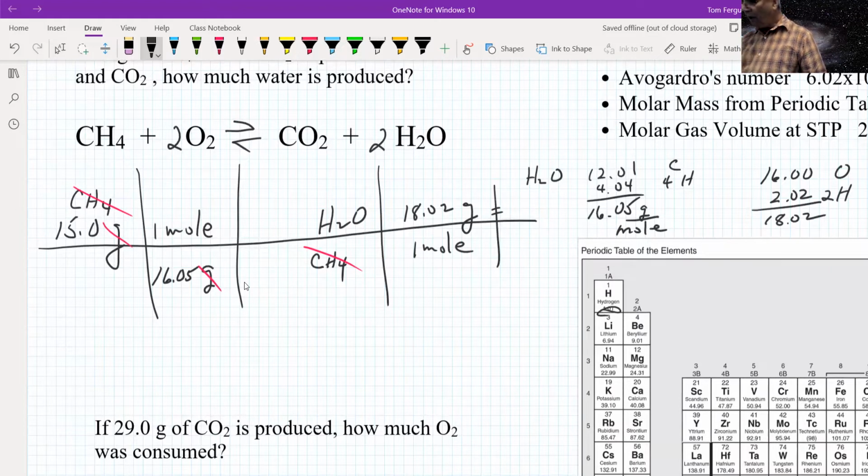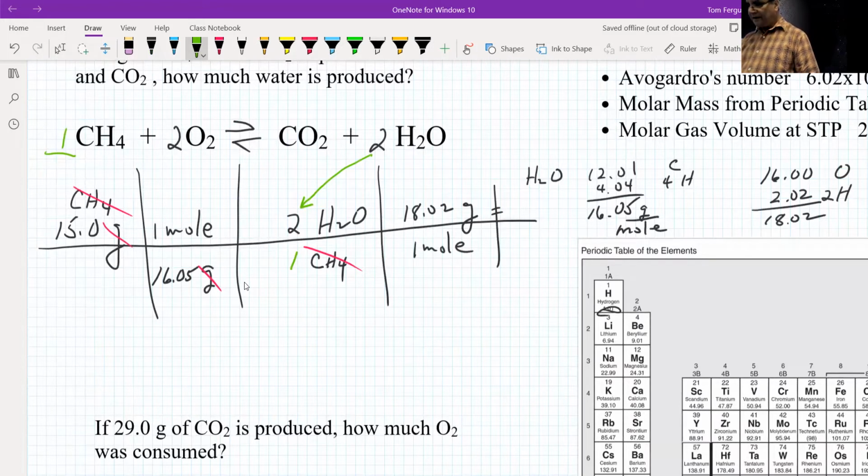Now the ratio of water to methane from the balanced equation is 2 to 1. What's the number in front of the CH4? 1. Okay.